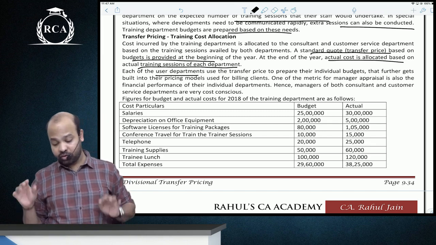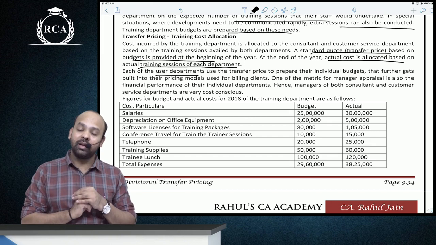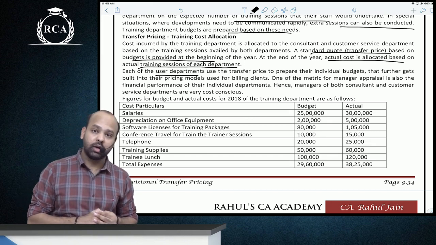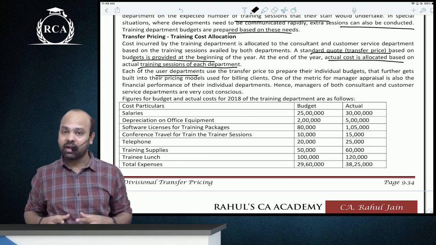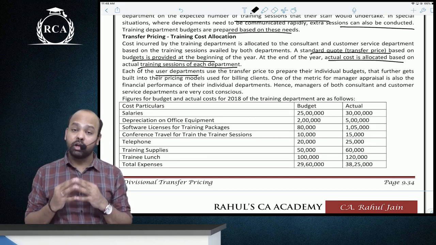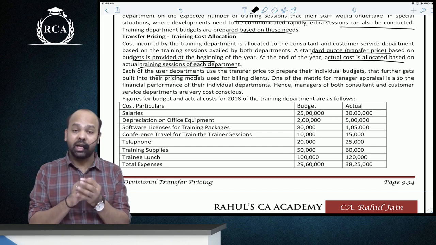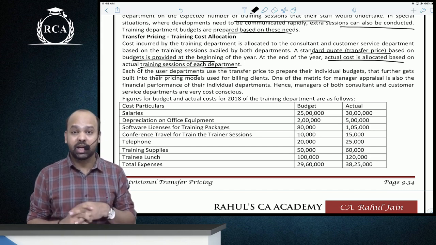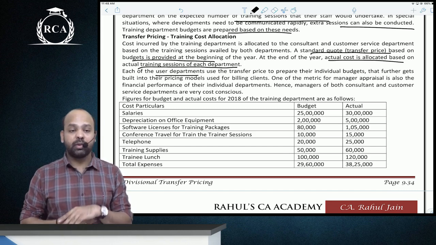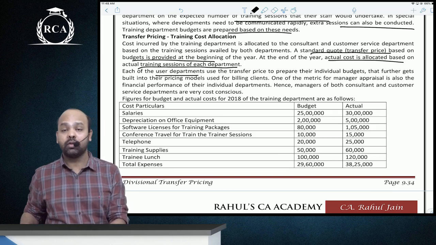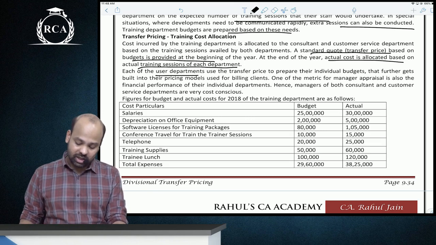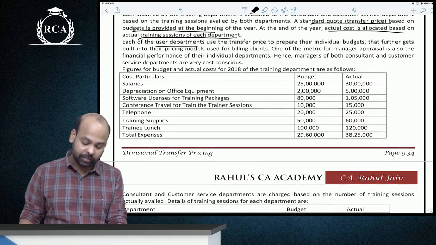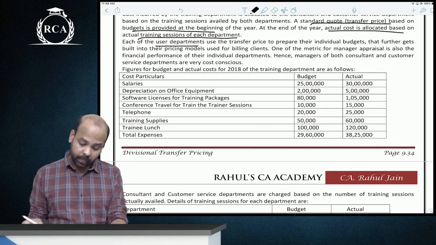So guys, based on the standard quotes given by the training department to the customer support and the consulting department, they in turn incorporate those quotes into their budgets and arrive at the prices that they will be charging to their clients. And also performance evaluation is dependent on the profitability of each division. Hence managers of both consultant and customer service departments are very cost conscious.